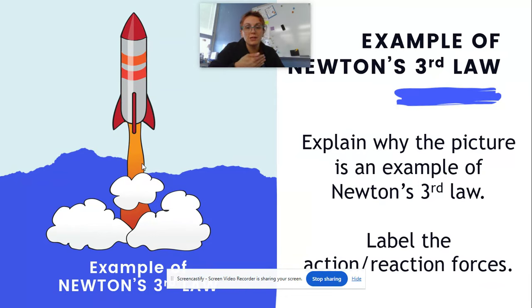Now, what is the reaction? Well, the fuel is pushing down on the air. Okay, it's not pushing down on the ground, it's pushing down on the air. And as it pushes down, what's going to happen to the reaction? Well, the rocket is going to fly upward. So our action pair is the exhaust pushes down on the air and the air pushes up on the rocket.